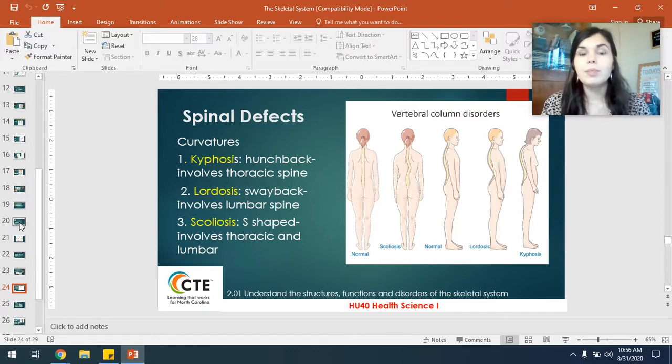Fun fact, my boyfriend actually has scoliosis, and sometimes you'll actually catch him standing in certain ways, and he doesn't realize that he's doing it, but I can tell just from looking at him that he's standing in certain ways because of the positioning of his back.